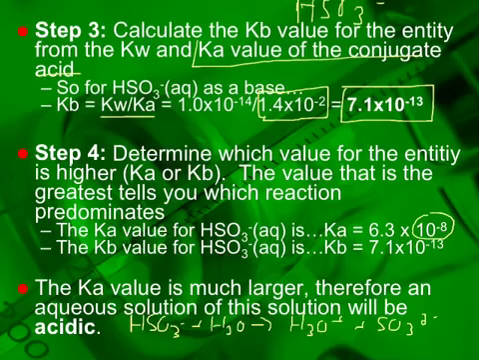So in summary, when you're trying to determine which reaction will happen, the acidic reaction or the basic reaction, you have to look at their equilibrium constants and determine which constant is bigger.